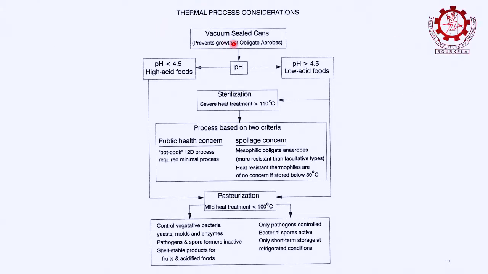Again, this is a chart for the thermal process consideration. As you can see, we do vacuum sealing of those cans or glass bottles, or it could be polymeric pouches. If these products are high acid products, then you do not need sterilization. You can do pasteurization and then store at refrigeration temperature. If it is a low acid product, then you do sterilization, usually carried out at more than 110 degrees C. And as I said, it is based on a 12D log reduction of your target pathogen, which is C. botulinum. And of course, you reduce the spoilage microorganisms as well.